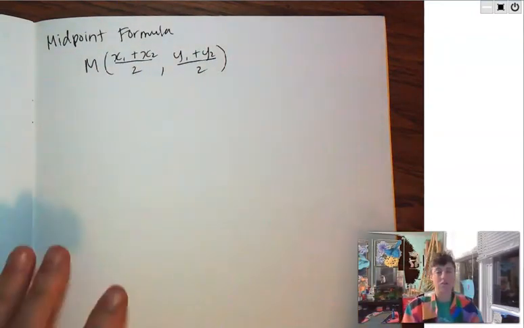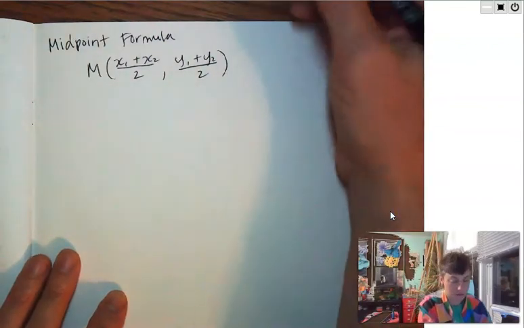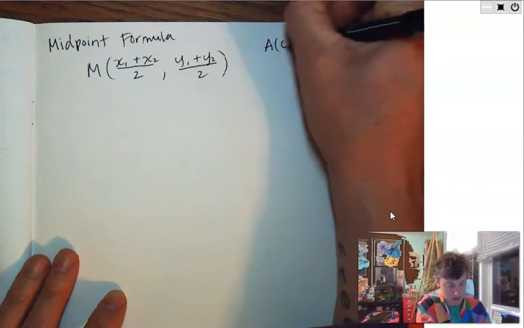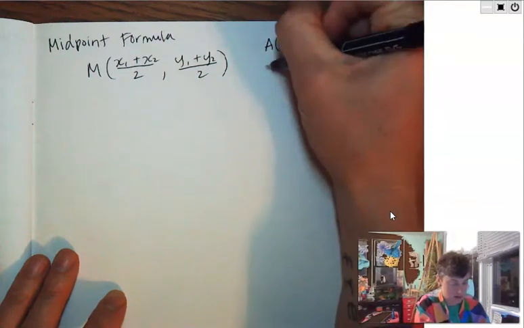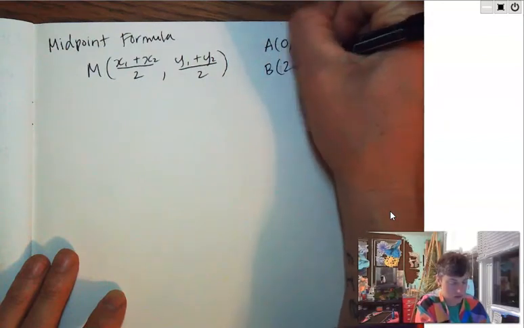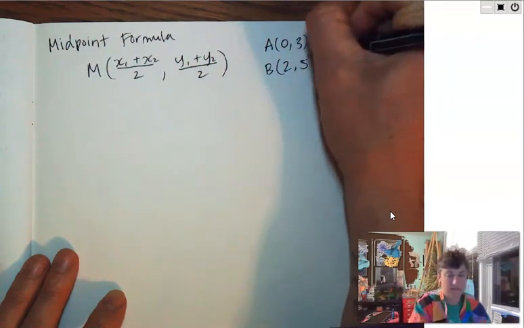So all we need to do to use the midpoint formula is have 2 points. Let's say A is at 0, 3. Let's say B is at 2, 5.